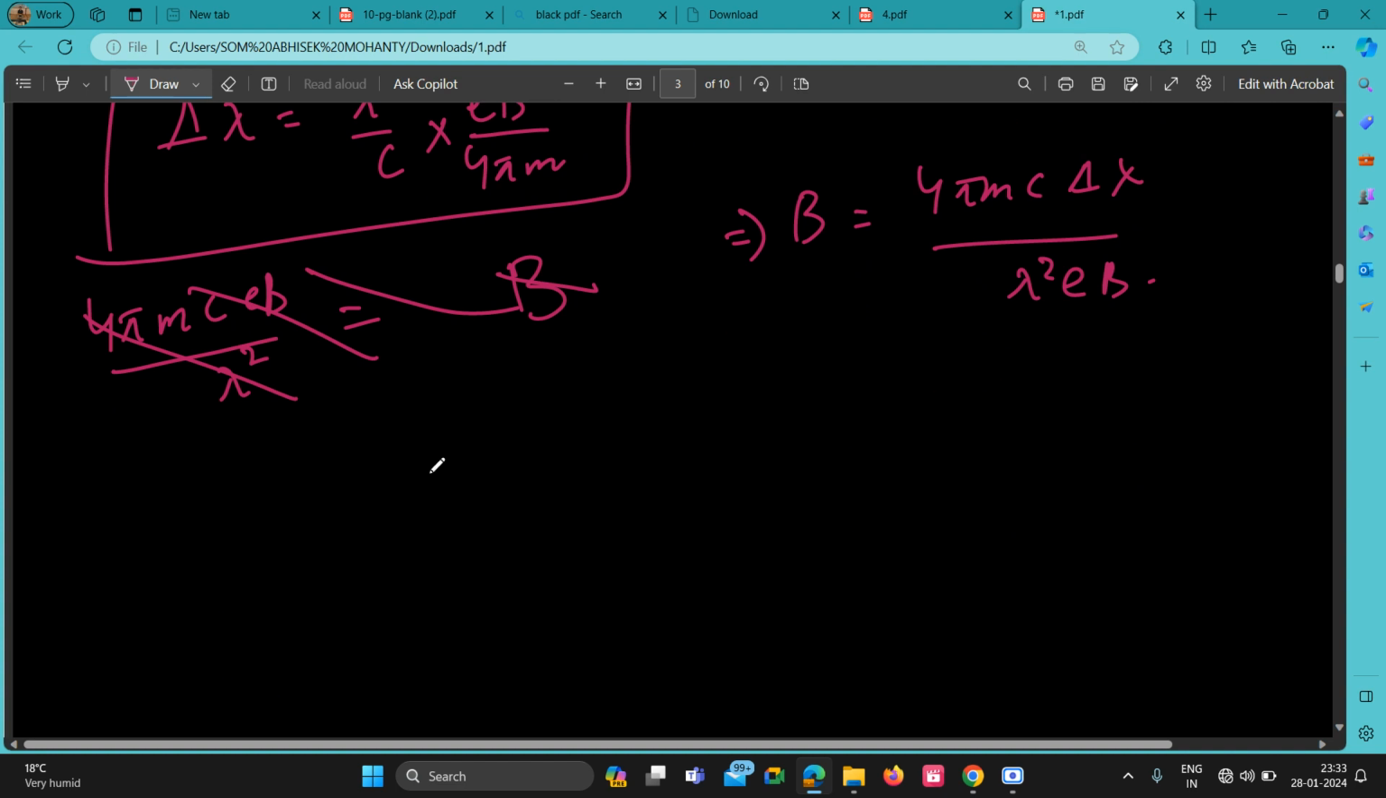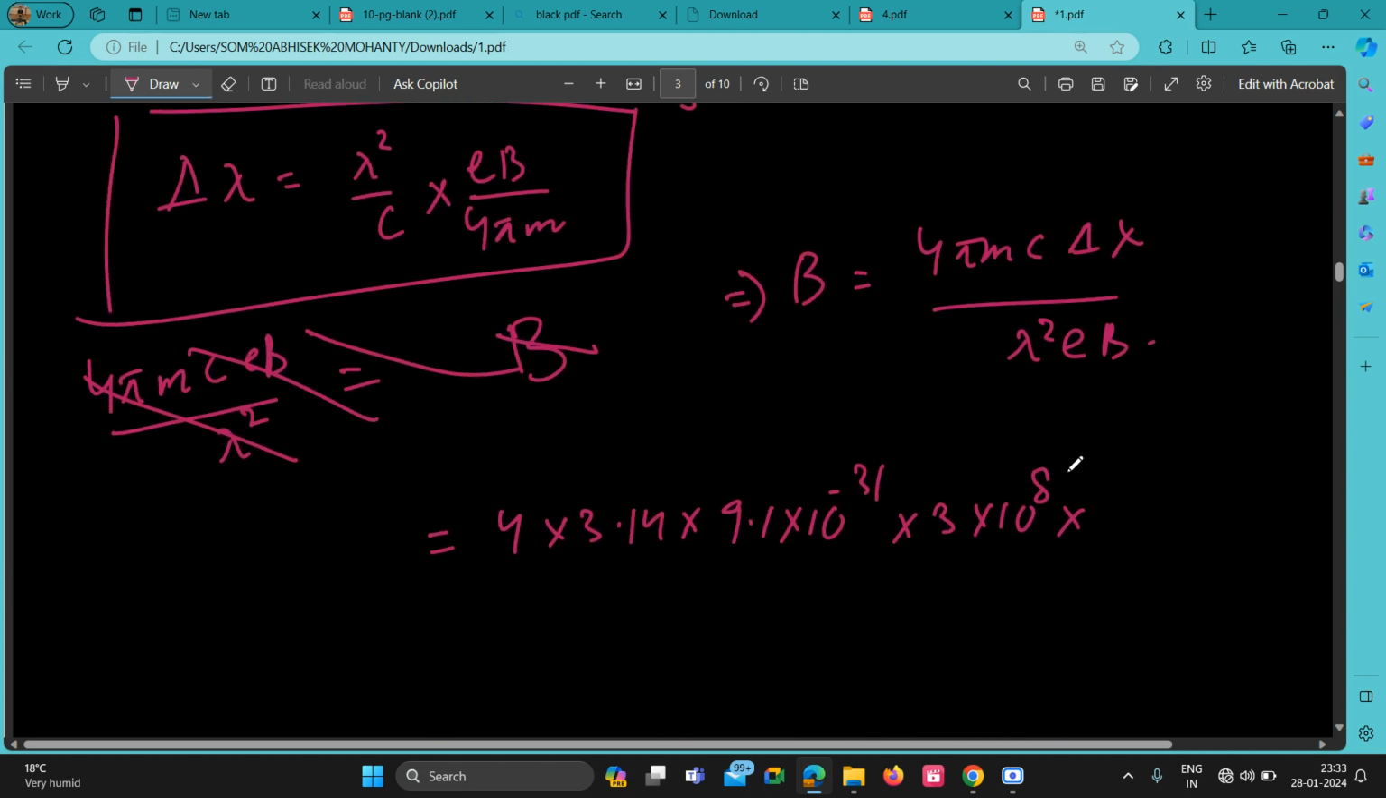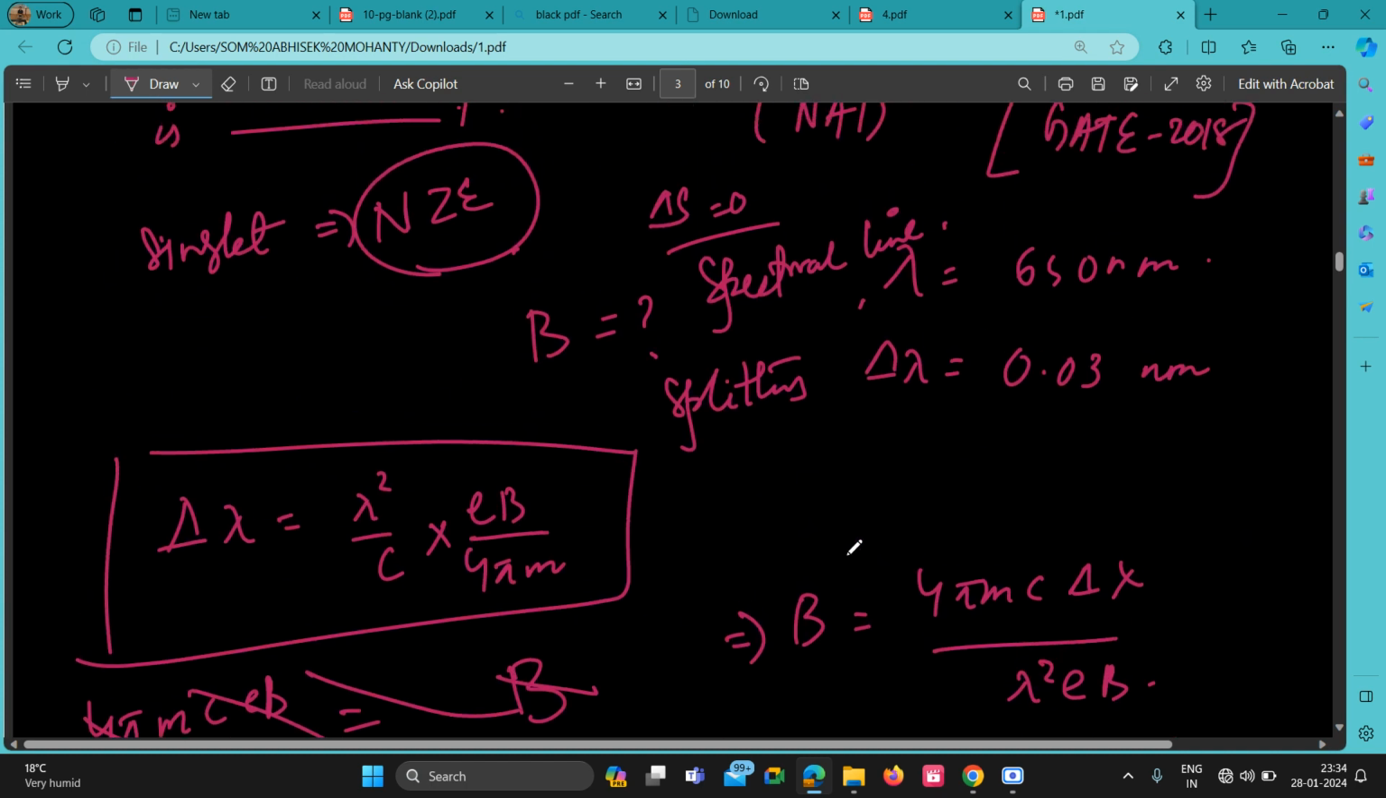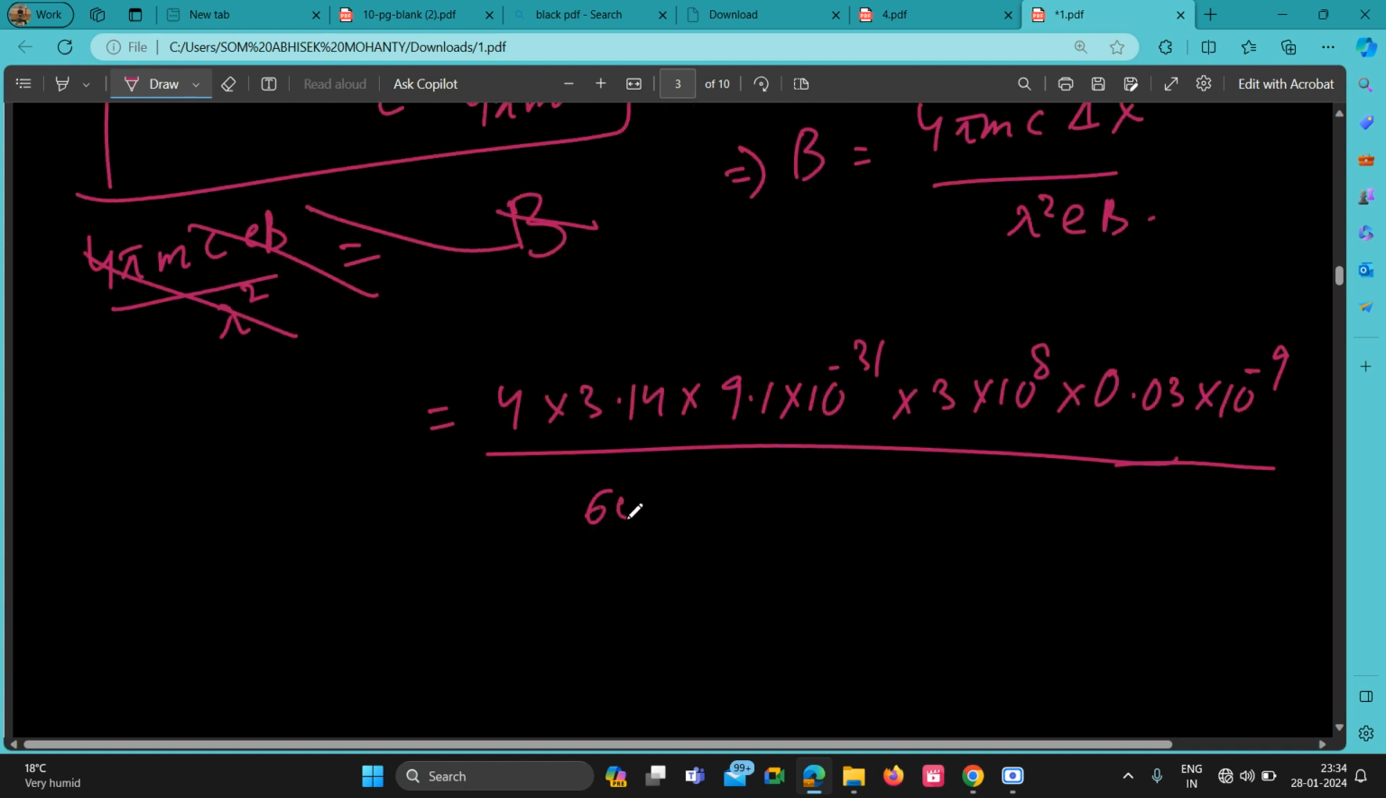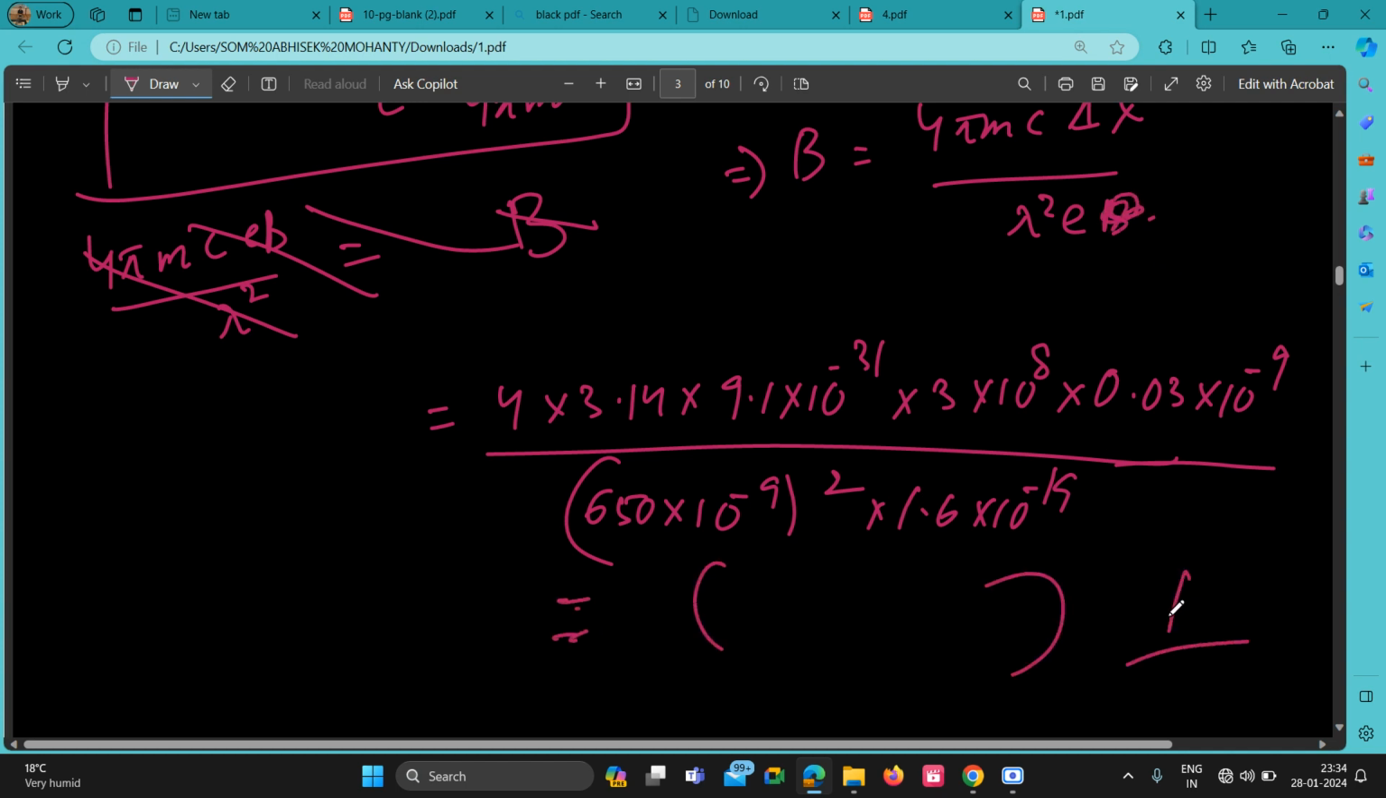So let's put everything in. 4 pi into m, the mass of the electron, 9.1 times 10 to the minus 31. c is 3 times 10 to the power 8. Del lambda is given as the splitting, 0.03 nanometers, so 0.03 times 10 to the minus 9, whole divided by lambda square. Lambda is 650 nanometers, 650 times 10 to the minus 9, whole square. e is 1.6 times 10 to the minus 19. B is what we have to calculate, so if you put all these values, you will get the answer in tesla.